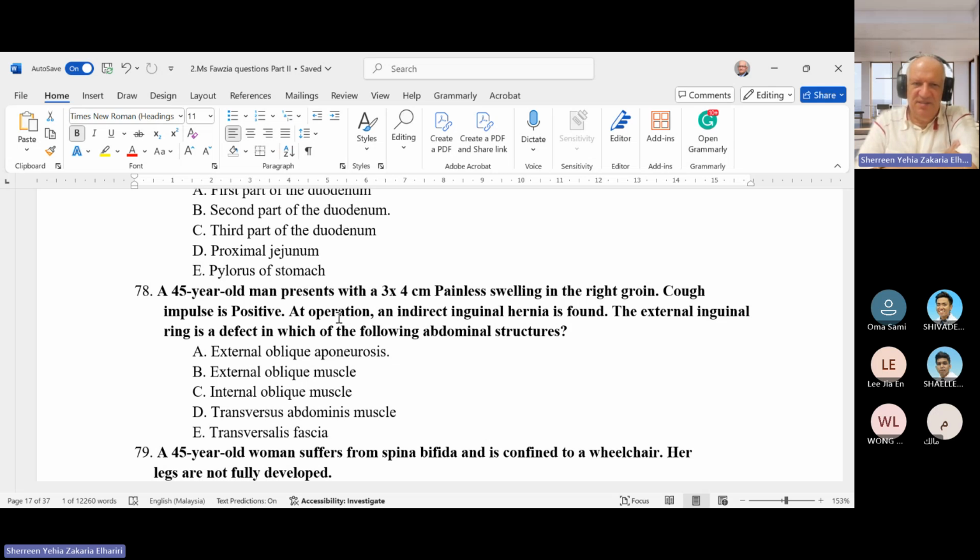So this is a question he just asked in anatomy. The external inguinal ring is defective in which muscle? From the anatomy, we have external, internal, and transversus muscle. Transversus can be fascia transversalis, internal can be cremasteric muscle, external can be external spermatic fascia, but the external inguinal ring is defective in which muscle? Anyone?